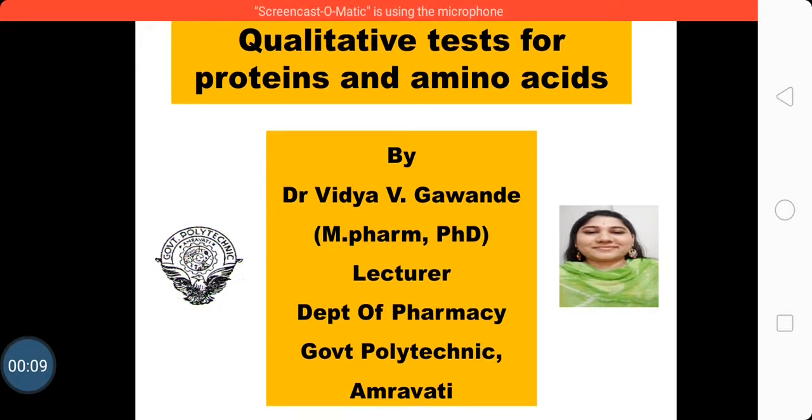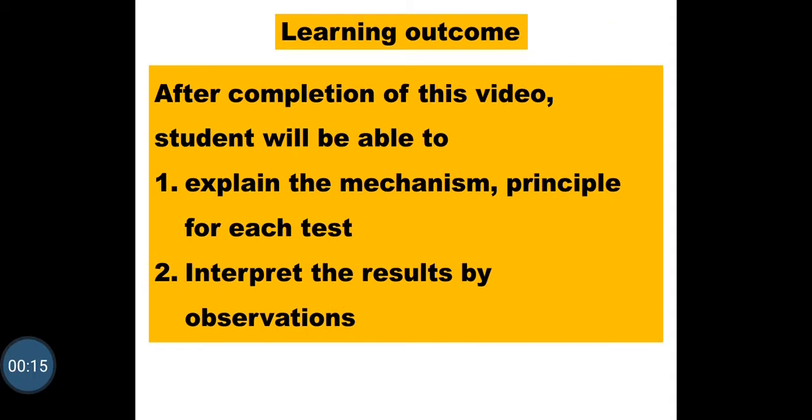Today we are going to discuss some qualitative tests for proteins and amino acids. The learning outcome of today's video: after completion of this video, students will be able to explain the mechanism and principle for each test and interpret the results by observations.